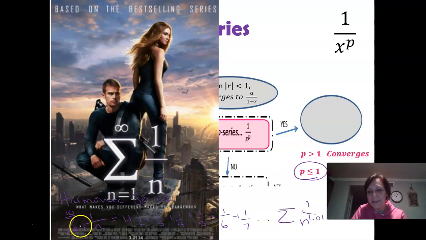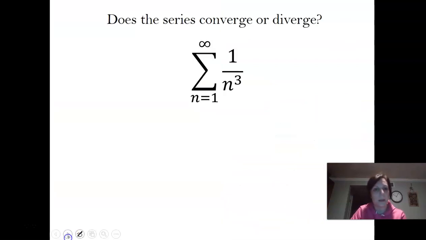This is my great joke for this. I don't know if you guys saw this movie. It was called Divergent. Get it? I put the harmonic series in there instead of Divergent. It was like not that good. Tried to be the Hunger Games. Yeah, the Hunger Games.